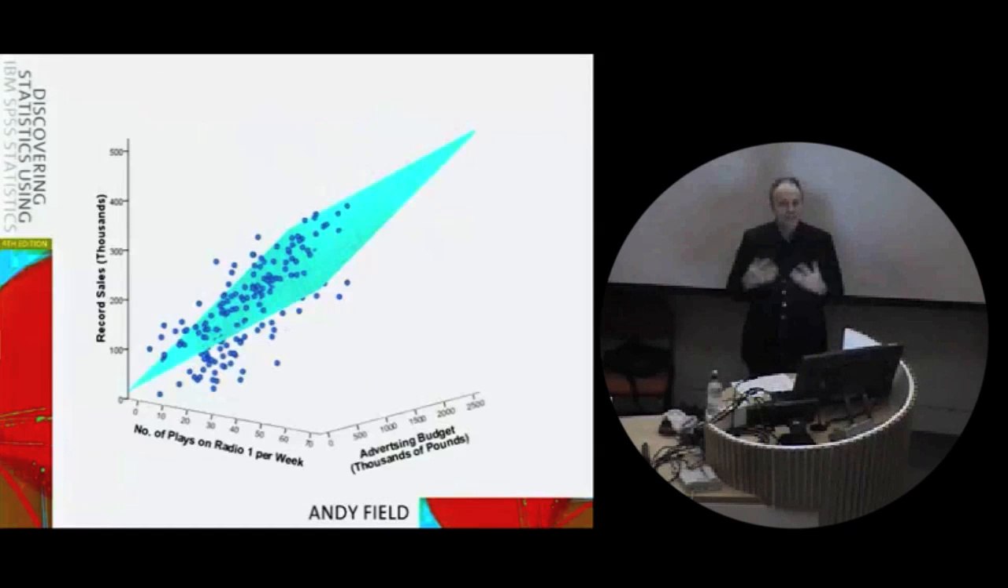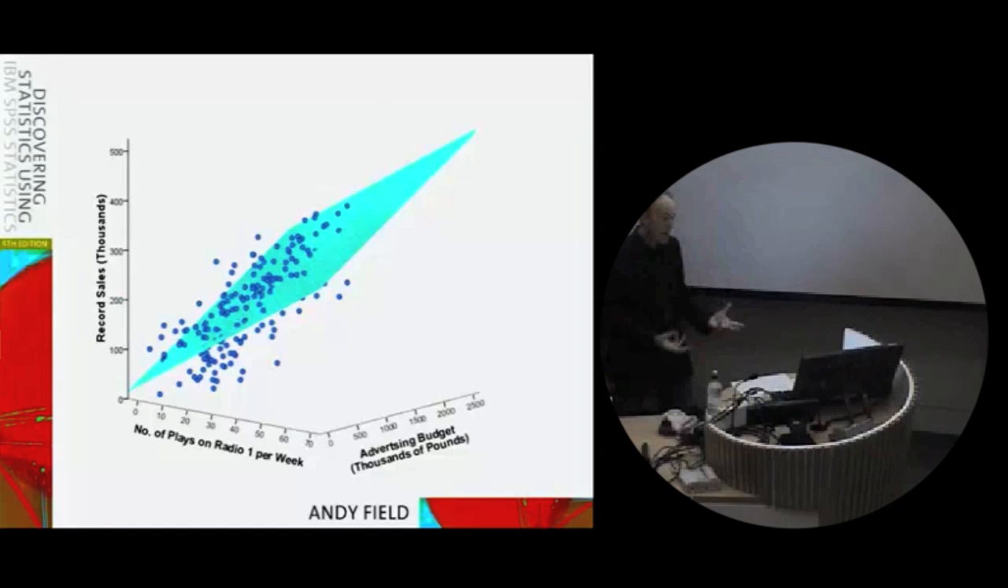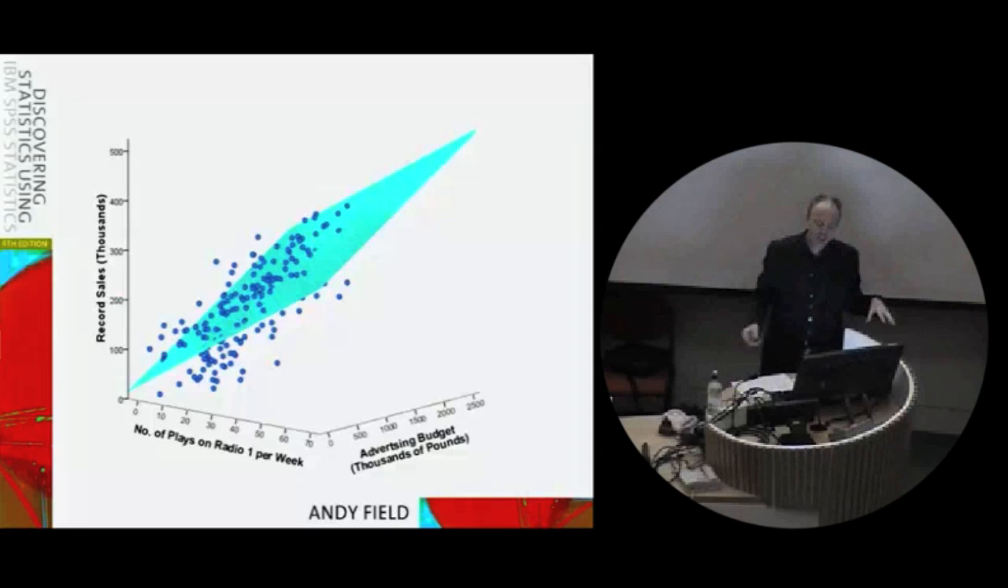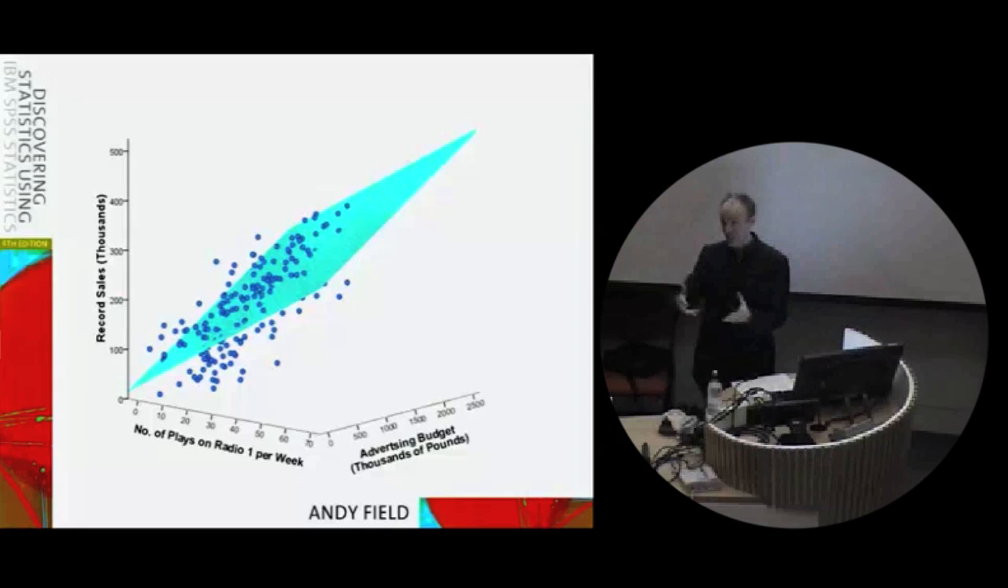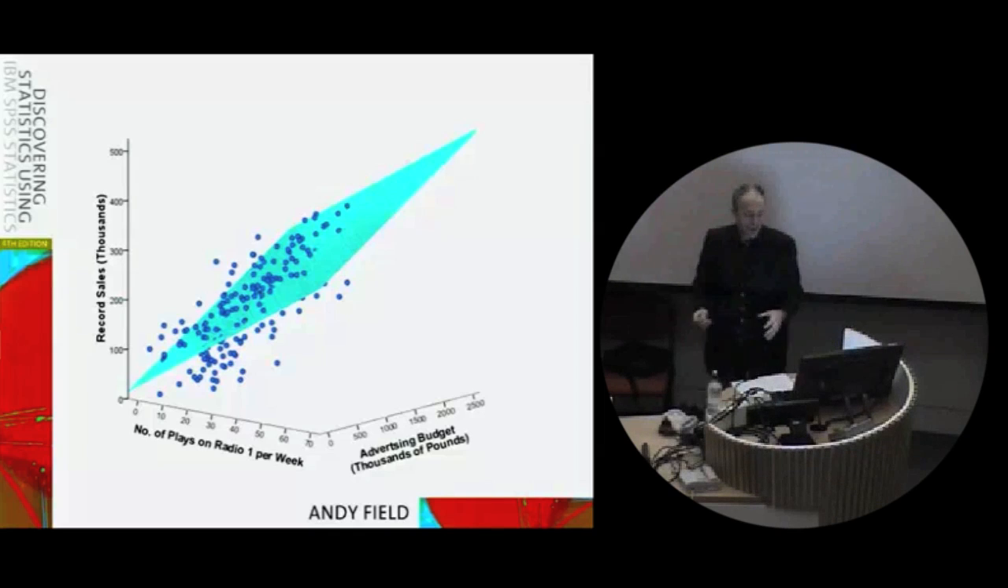We added in a second predictor, which was how many times the record company managed to get the record played on radio. And we saw that if you add another predictor in, then rather than a regression line, you get a regression plane. So it all becomes a bit three-dimensional. We also talked about how you could add in even more predictors if you like, but it becomes quite difficult to visualize unless you're on acid.